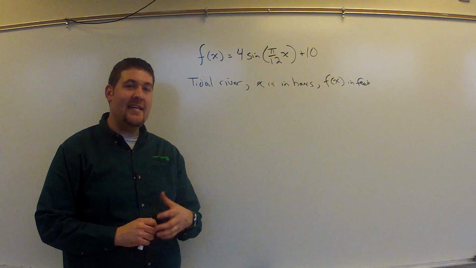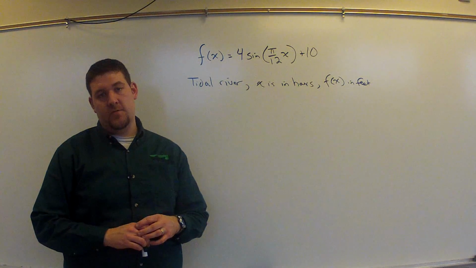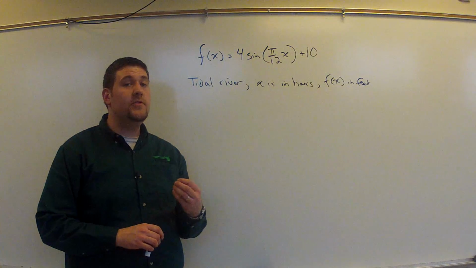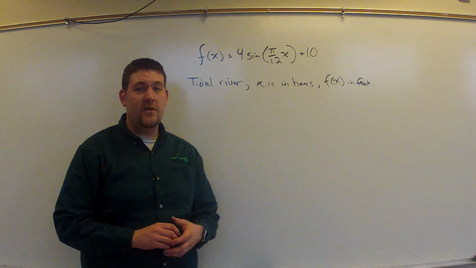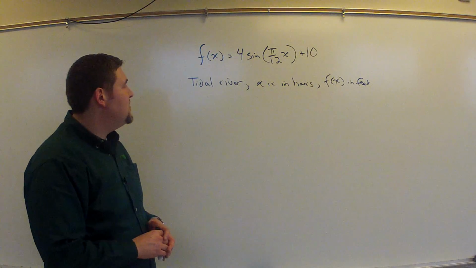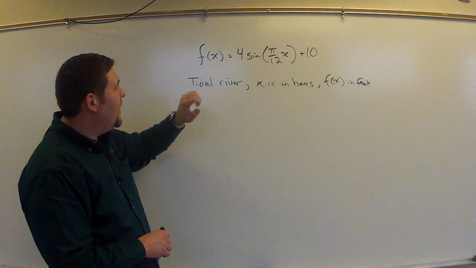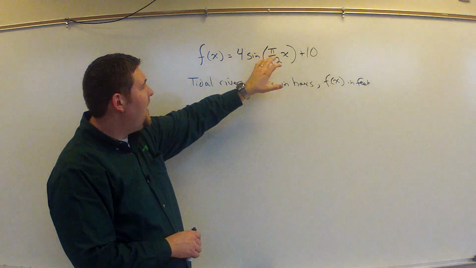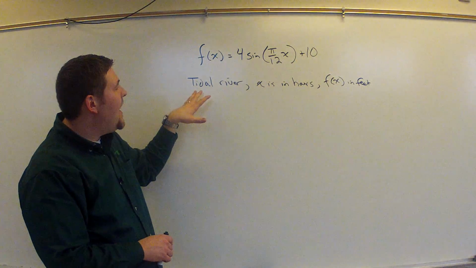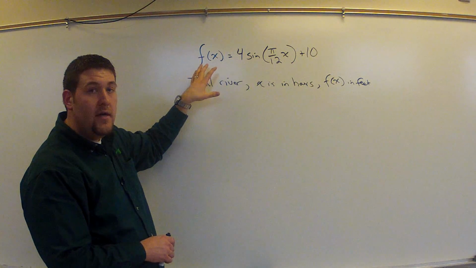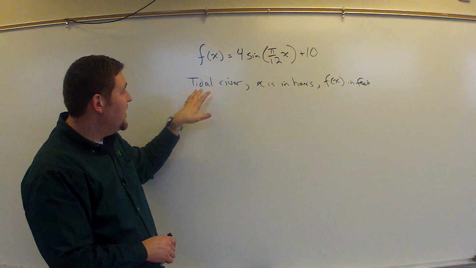Okay, class, let's look at another example that's not a Ferris wheel, that's not a circle, but it still uses periodic motion and can be represented using the sine function. Right here I have a situation. This is my f of x, where I have 4 times the sine of pi over 12x plus 10, and this is modeling the height of the water on a retaining wall for a tidal river.